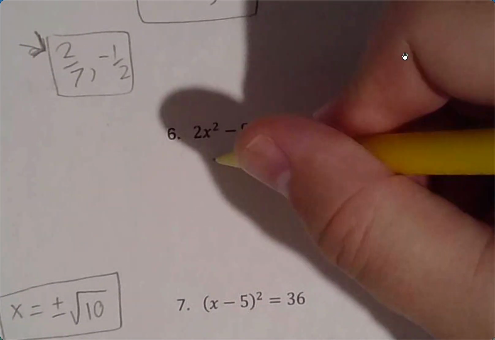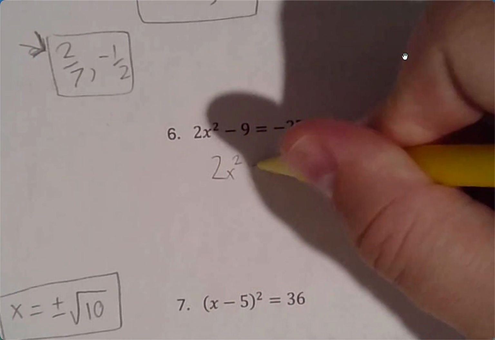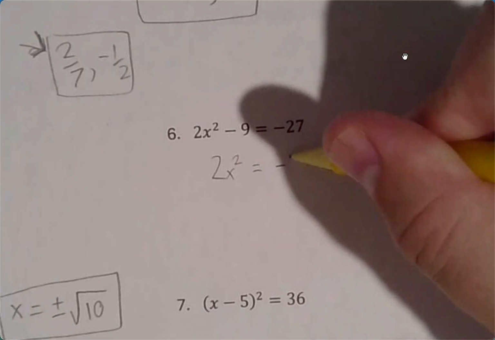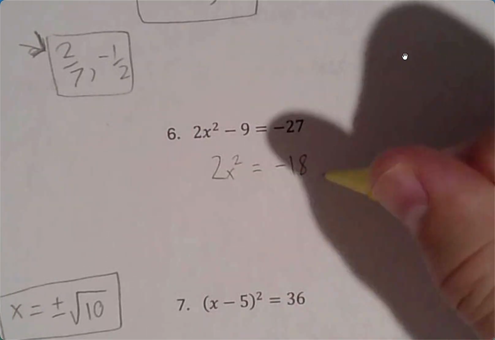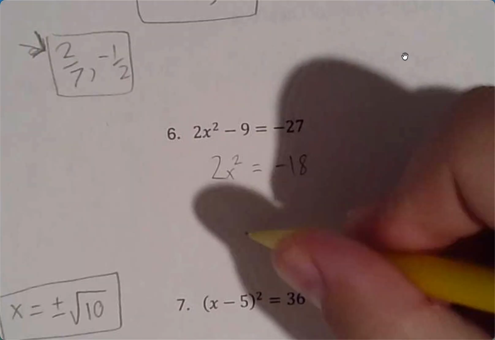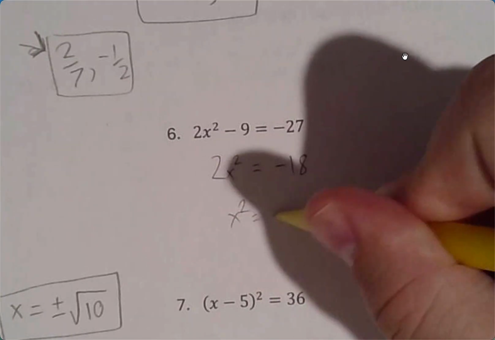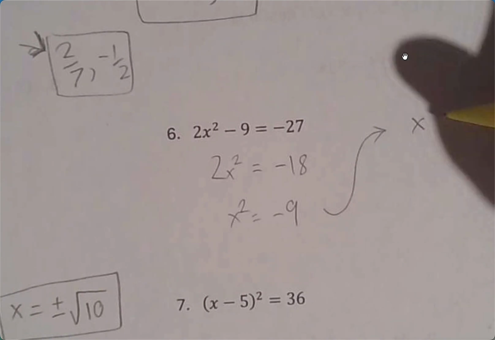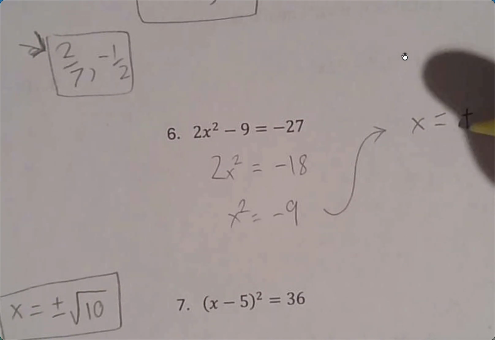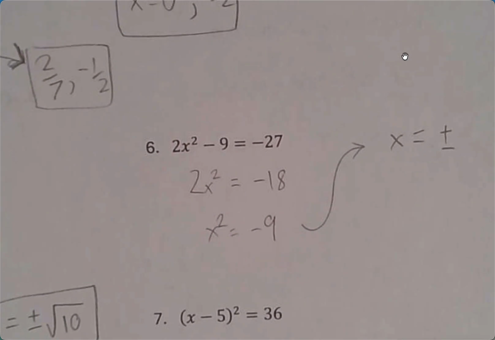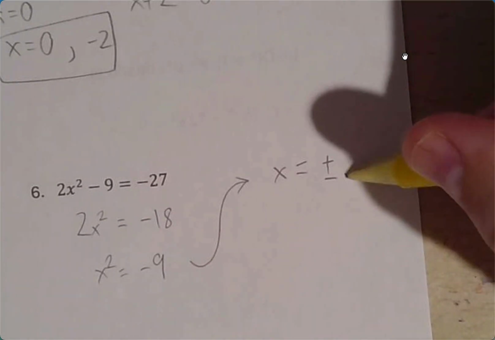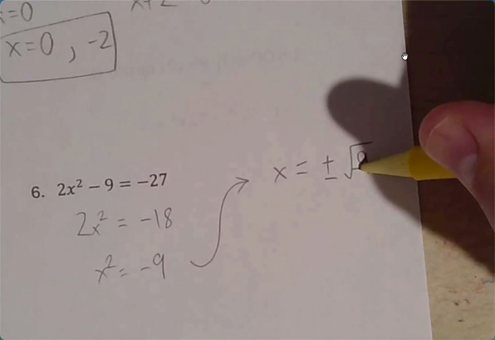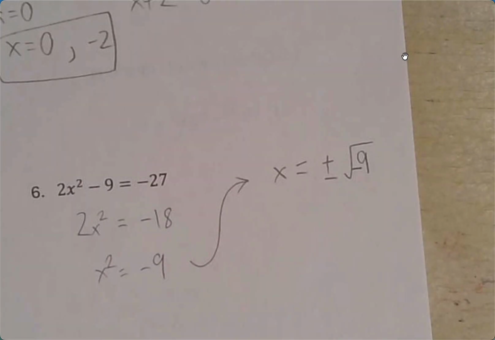We're going even faster. I've got 2x squared equals, if I add 9, negative 18. If I divide by 2, because it was multiplying, I get negative 9. And now I'm going to solve this by square rooting both sides. Now by introducing a square root, I introduce plus and minus. But this time I've got plus or minus the square root of negative 9.